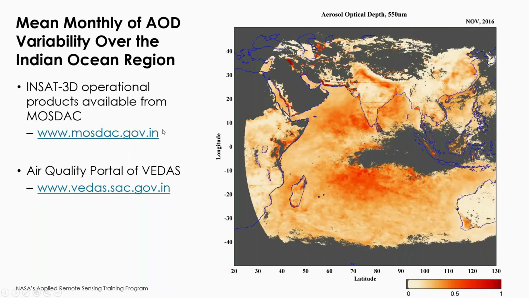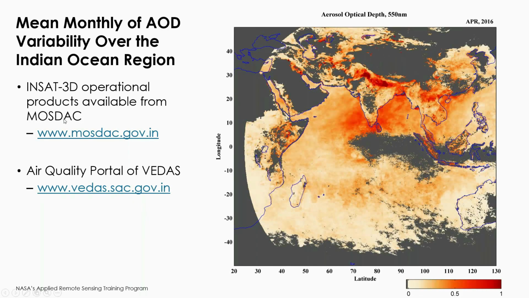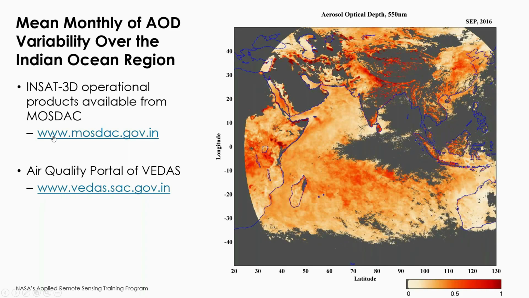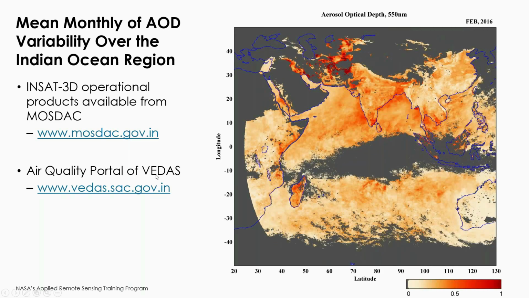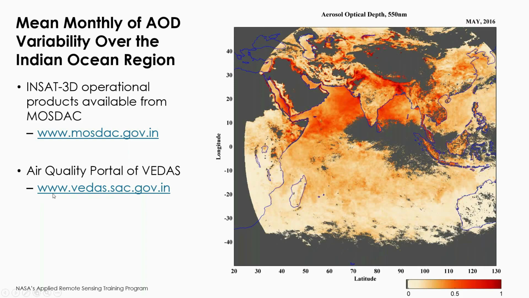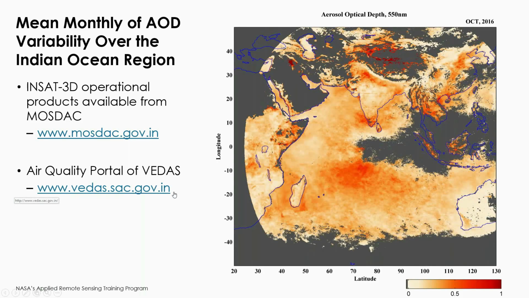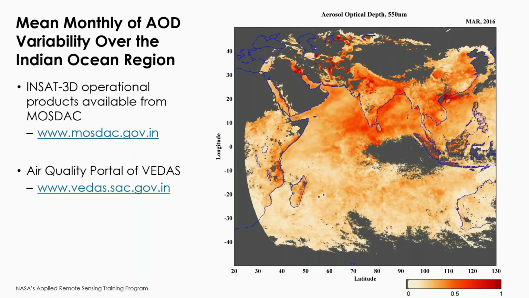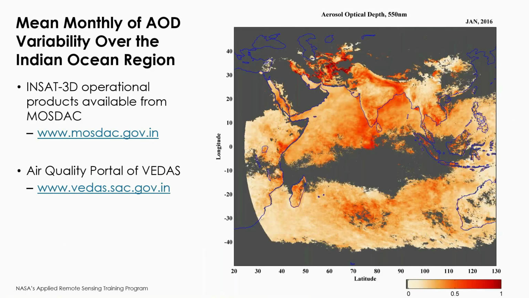Now some of these data sets are available on these websites. So you can find INSAT 3D operational products available from MOSDAC, Meteorology and Ocean Data Center, www.mosdac.gov.in, and then there is an air quality web portal at the Vedas website. This is the URL, www.vedas.sac.gov.in. So a large amount of data from INSAT AOD products are available on these two websites. Now I will show you some examples of use of this INSAT data.